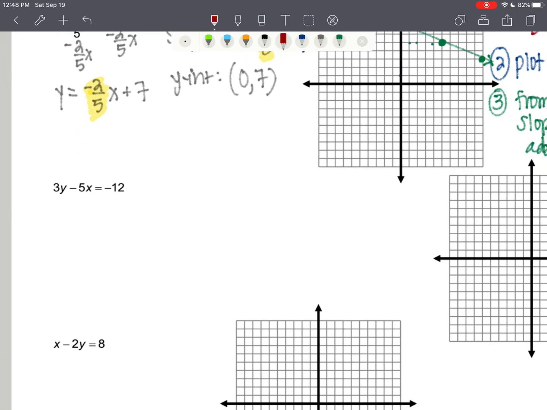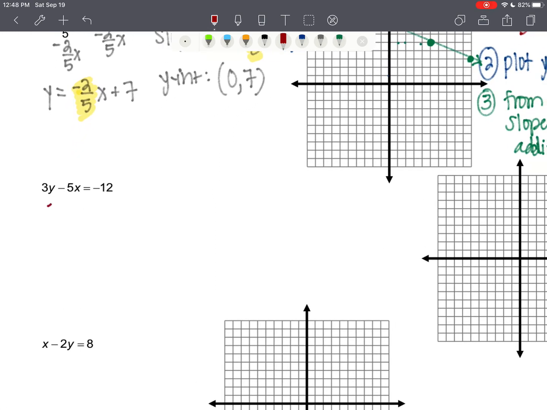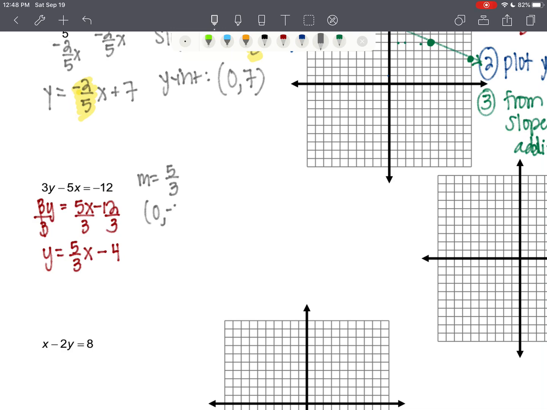Okay, let's try that again. We're going to solve this equation, 3y minus 5x equals negative 12. We're going to solve it for y. So 3y equals 5x minus 12. I just added 5x to both sides. And then I'm going to divide each term by 3. So we get y equals 5/3 x minus 4. Our slope is 5/3, and our y-intercept is 0, -4.